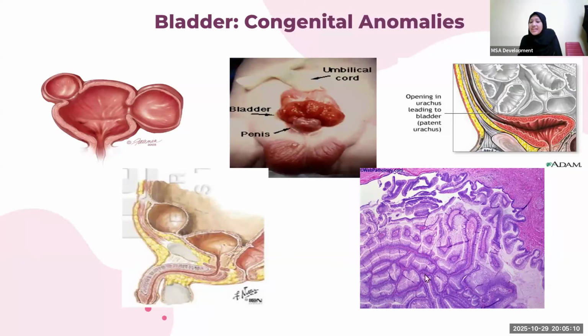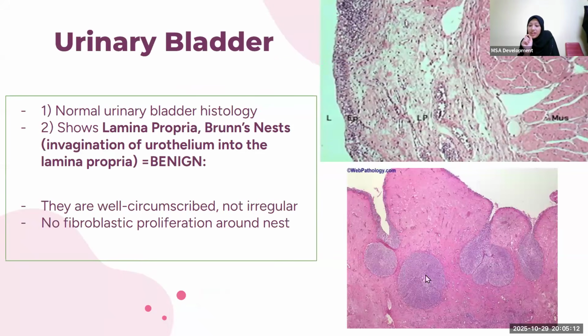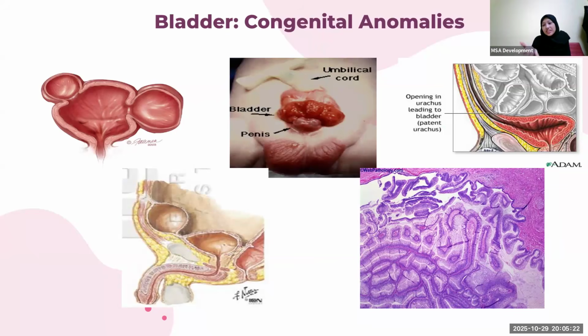You can appreciate that the cancerous ones looked very much all over the place, the cells. It was not at all like this. It had a lot of projection, right? So that's one. This is the congenital anomalies for the bladder, the ones that we talked about before.